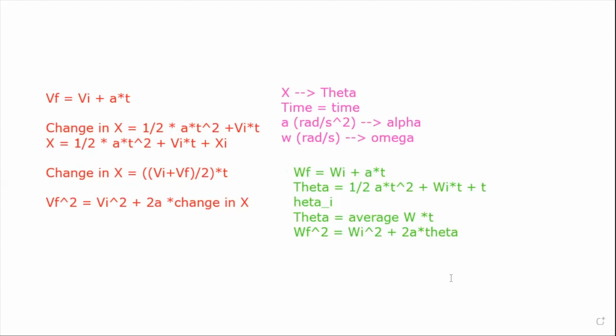Okay, good. Now let's look at maybe some more interesting things. So let's say you're given acceleration as a function of displacement. If you are given acceleration as a function of displacement, do not fret, you can still do things with it. The question is how?